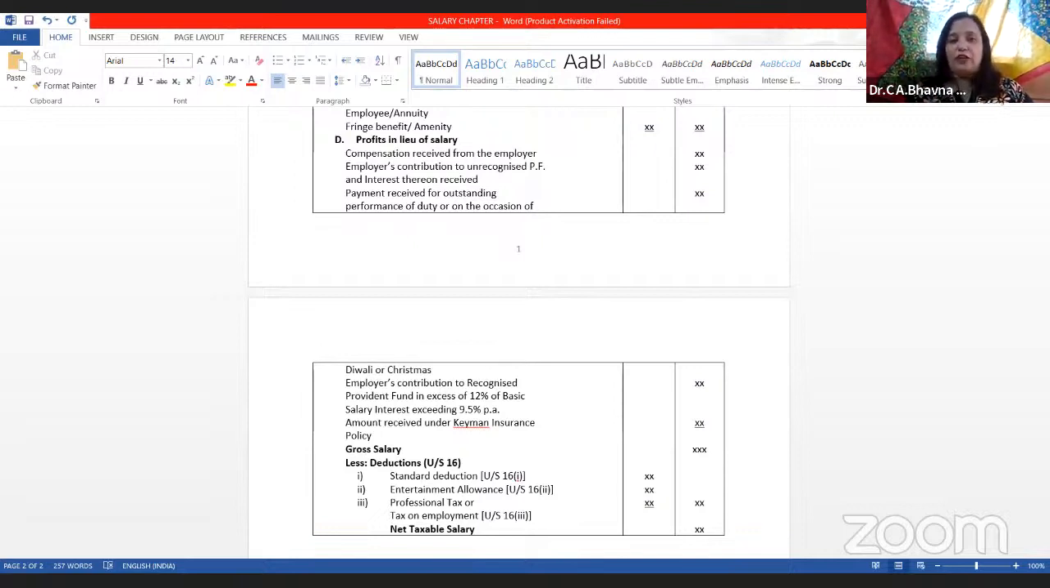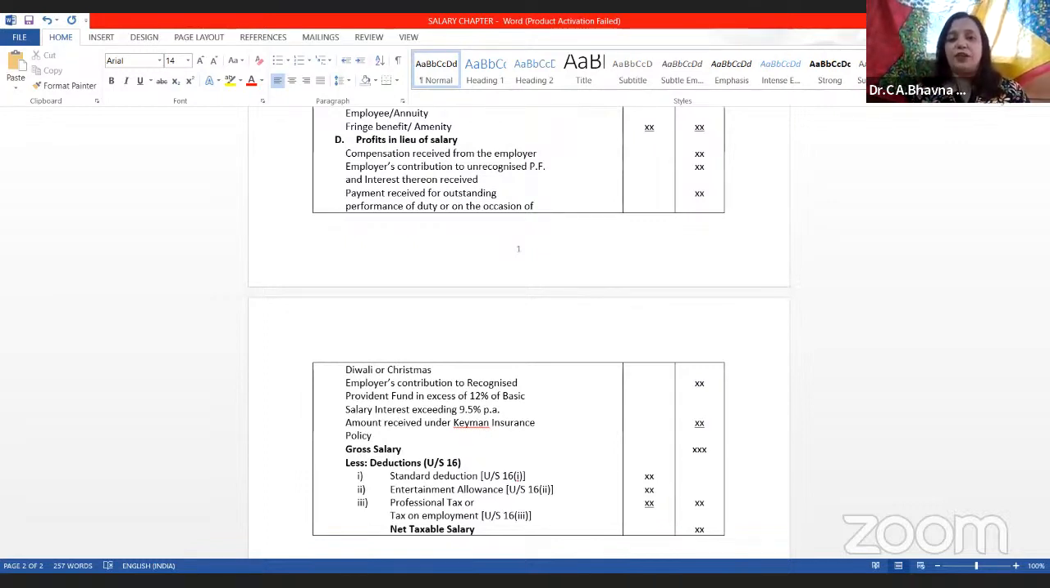What do I have to do for calculating the annual value? I have to compare the municipal value with the fair rent of the property. That would be called the reasonable letting value. This reasonable letting value should not exceed the standard rent. It should not exceed the standard rent in any situation. So municipal value or the fair rent, whichever is higher, but it should not exceed the standard rent.